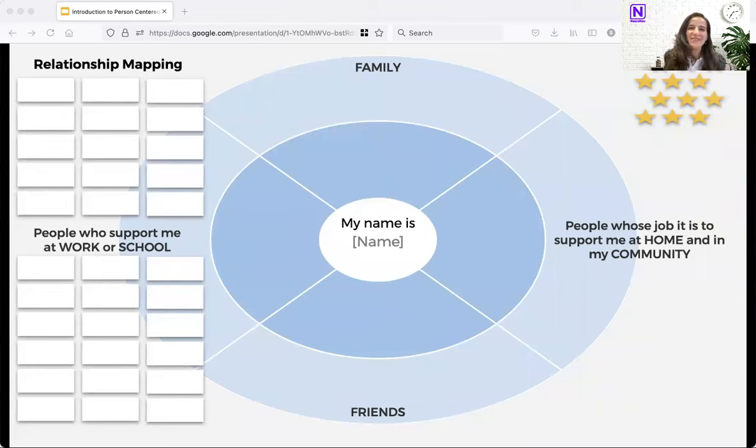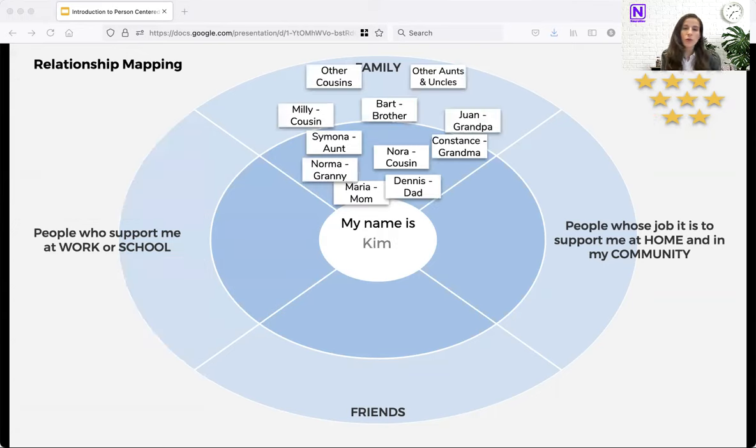Easy, right? Step 2, start with the family part of the circle and ask yourself, who are the family members that I'm closest to and who know me the best? The first names that come to mind should be written closest to your name. Work your way out from the center of the map, adding names of your family members in order of how close they are to you. Family members who you are less connected to go in the outermost section of the circle.